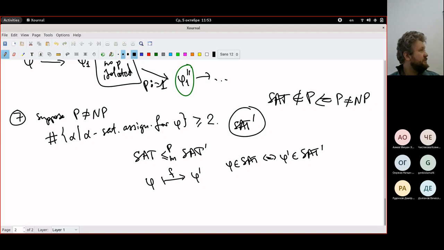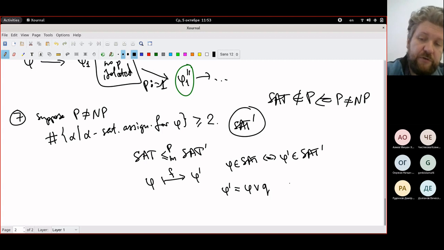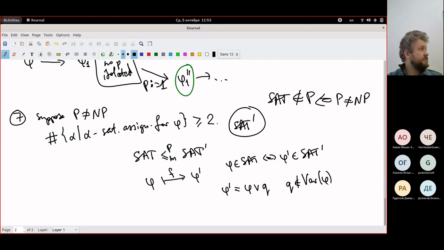Yes, and this literal is added by disjunction, right? Because otherwise you will have time. So yeah, this is a good solution. So you will have phi prime, which is just phi or q, where q is not a variable of phi. It's a new one, yeah? Or it's not the case.